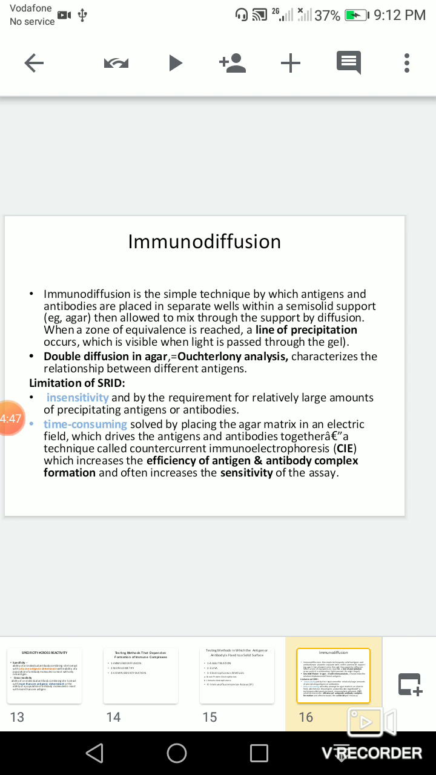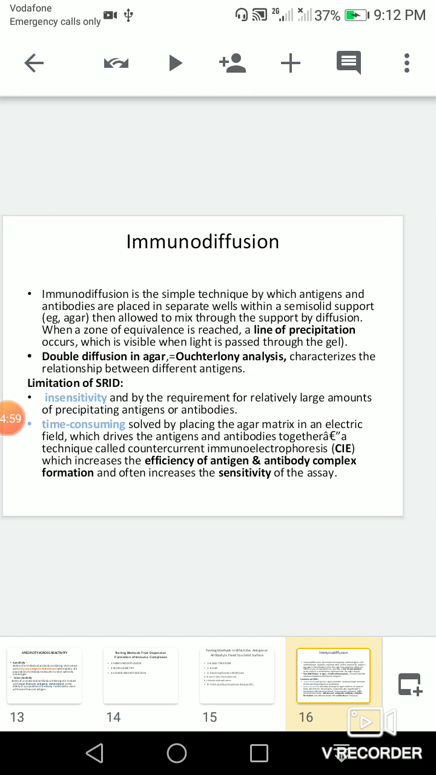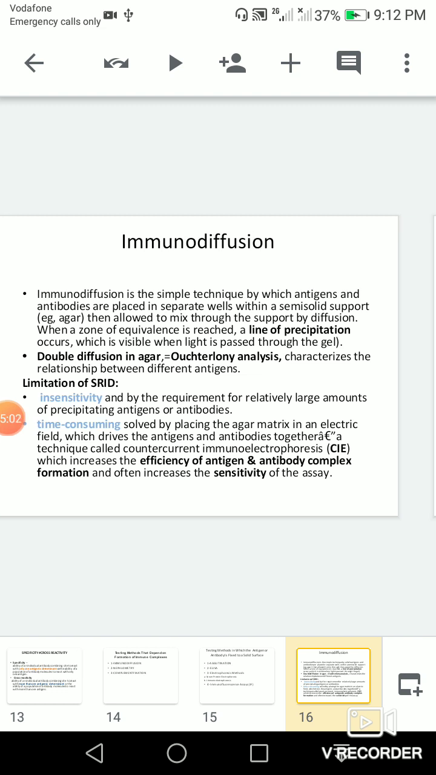Also, there is a double diffusion. The first one is a single diffusion. There is a double diffusion agar, which is Ouchterlony analysis, characterized by the relationship between different antigens. So you can use more than one antigen in the agar and test the antibody in the serum of a patient. What about the limitation of the single radial immune diffusion?